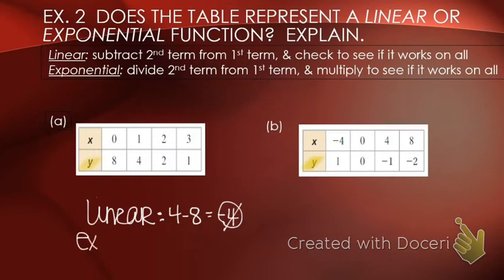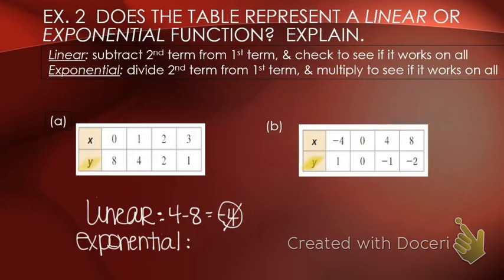And now I'm going to write down exponential. Now this is what's new to you. How do we find the number? And I want you to look at exponential. It says you divide the second term from the first term. Really, it should probably say by the first term. And multiply to see if it works all the way across.